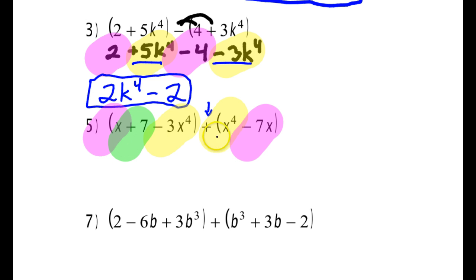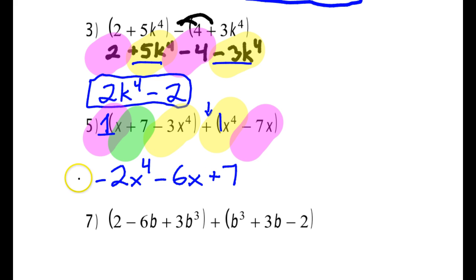So again, negative 3 plus 1, negative 2x to the 4th. And we have 1 and negative 7, negative 6x, plus 7. And since I started on the highest exponent first and went down, my answer is already in descending order.